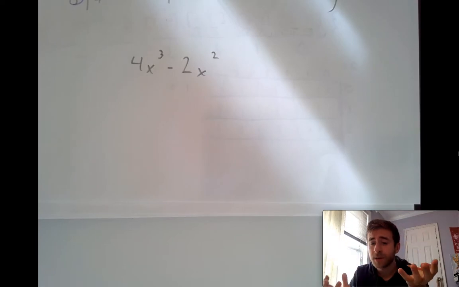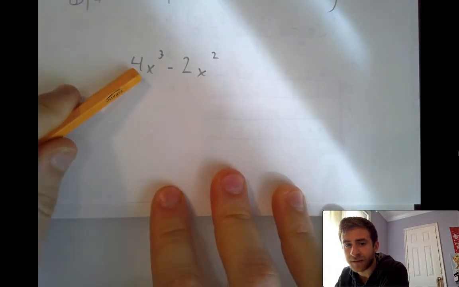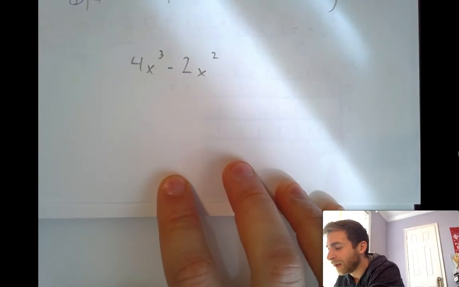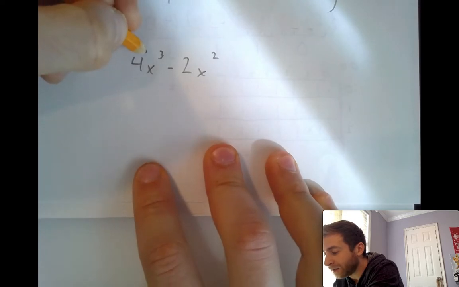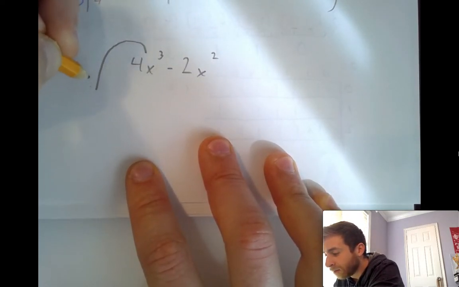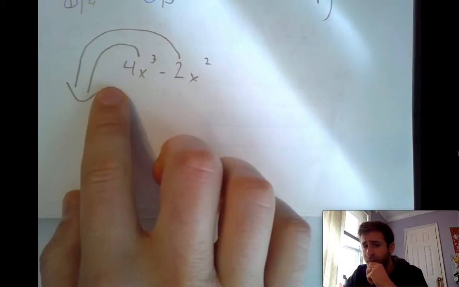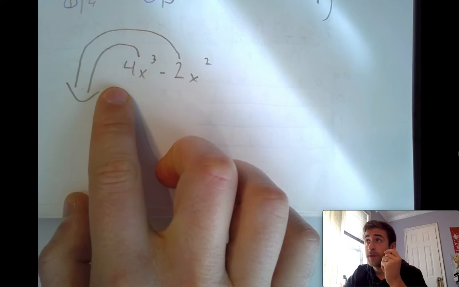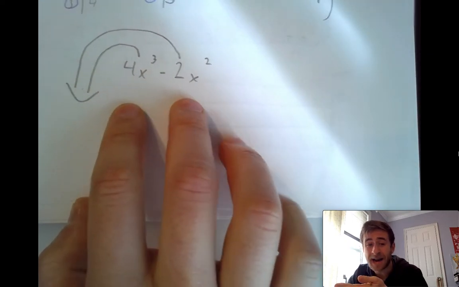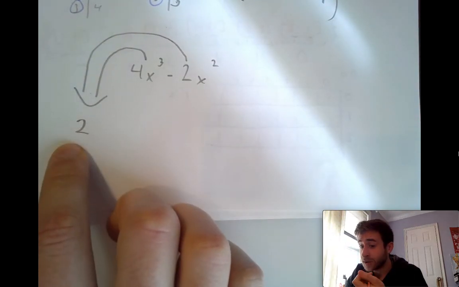So here's what I like to think of. I like to literally do the opposite of distribution. So I figure out the GCF, and I'm thinking, all right, what can I divide both of these by? I look at the coefficients and ask, what can I divide both of these coefficients by? I know that 4 can be divided by 1, 2, and 4, and 2 can only be divided by 1 and 2. So the biggest number I can divide out of both of these is a 2. So I'm going to bring a 2 out front.